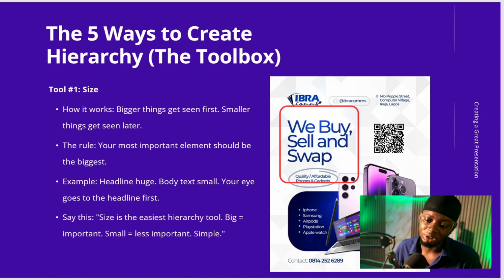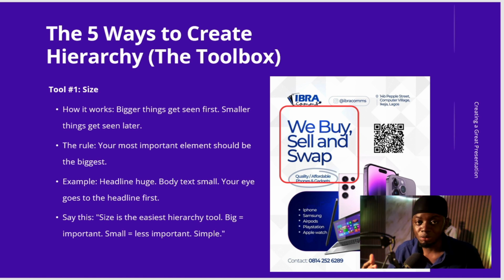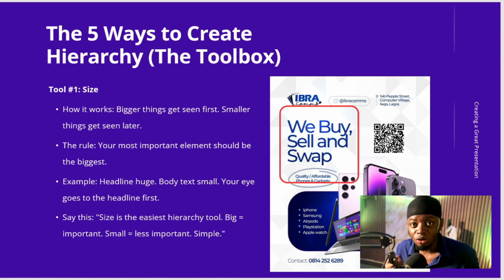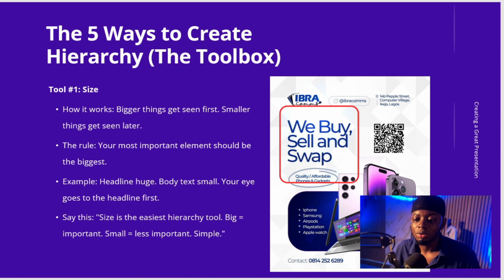So how it works: bigger things get seen first and smaller things get seen later. The rule is that your most important element should be the biggest. According to what I've said earlier, your most important element should be the biggest. Headline should be huge. Body text should be small. That is how to design. The very simplest law of design is that your headline must be big and your body must be small. Size is the easiest hierarchy tool in every design. We have many ways to create hierarchy, but size is the easiest.